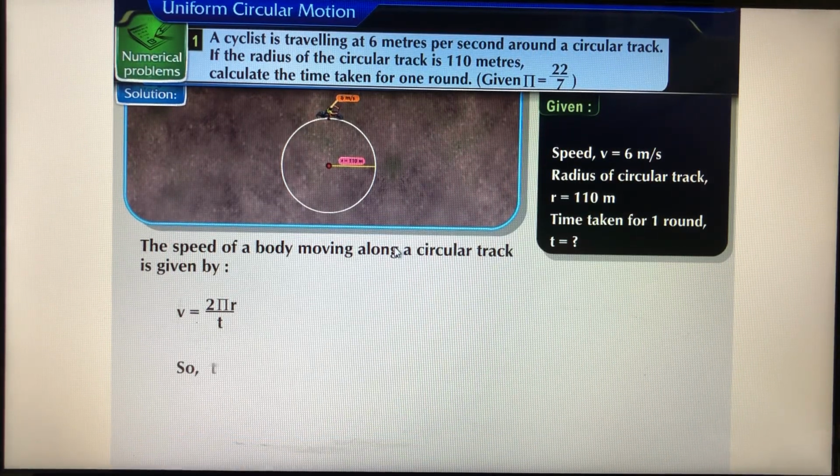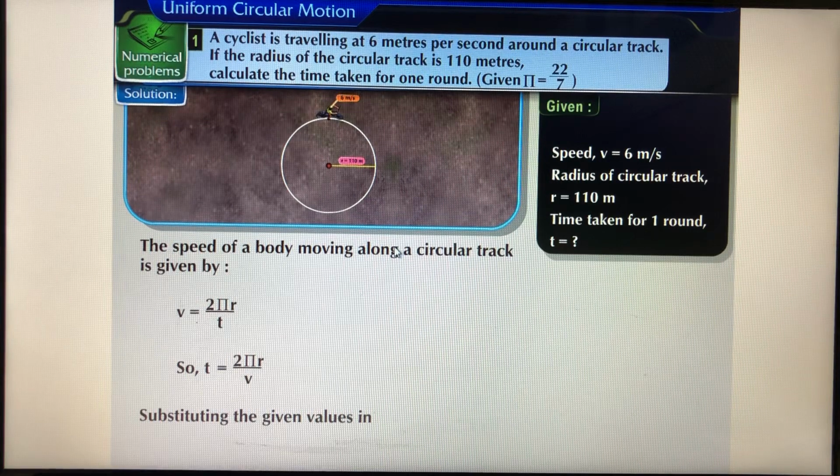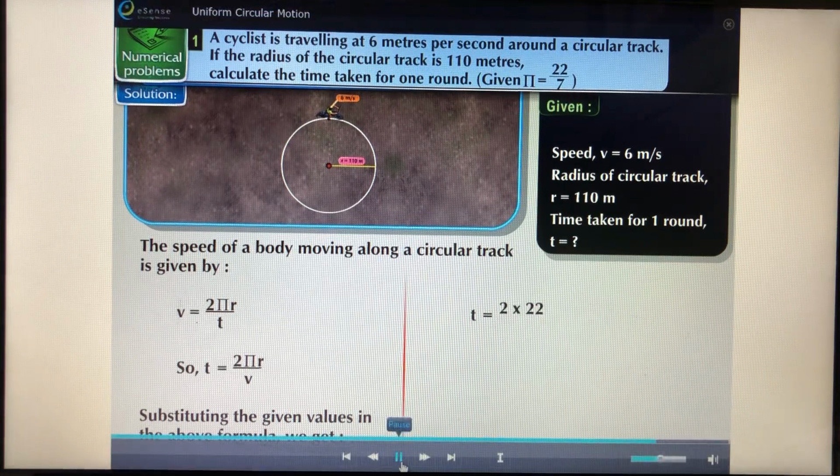So T is equal to 2 pi r divided by v. Substituting the given values in the above formula, we get T is equal to 2 into 22 into 110 divided by 7 into 6.